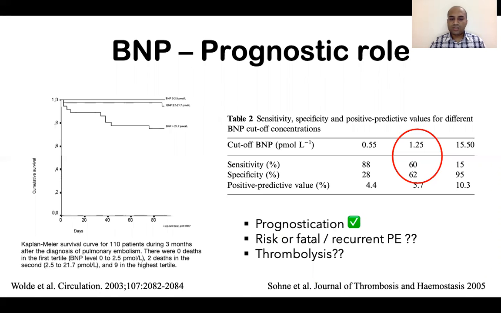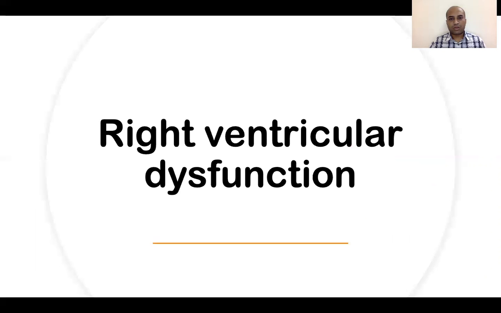As I already mentioned, it has a significant role in prognostication, but its role in the diagnosis of fatal PE or recurrent PE, or in the decision making of thrombolysis, is not well evident, and we don't have enough data to make a comment on that. And what about right ventricular dysfunction?